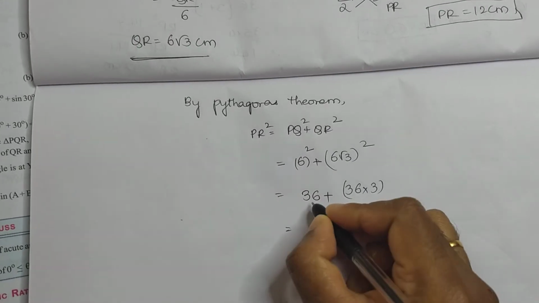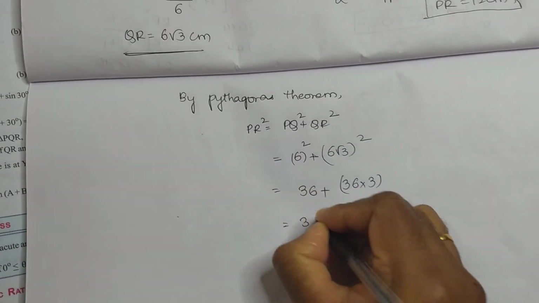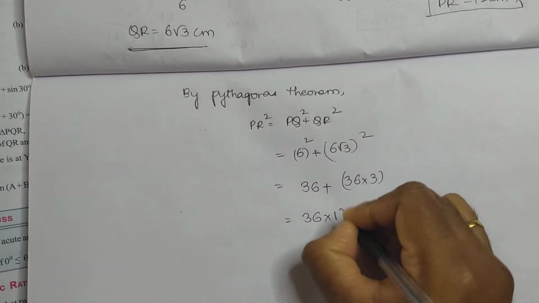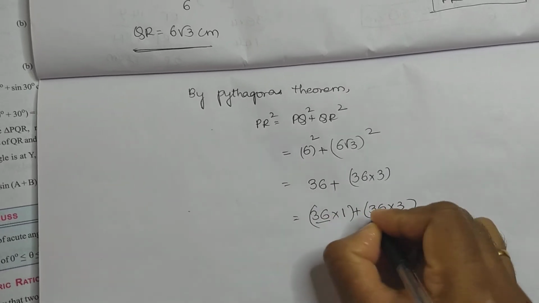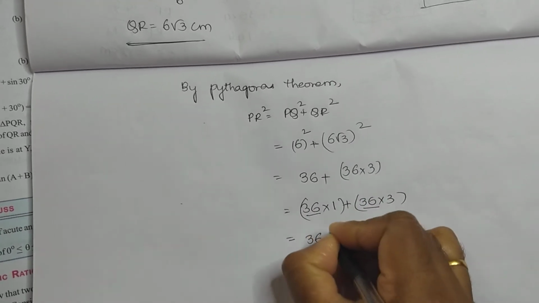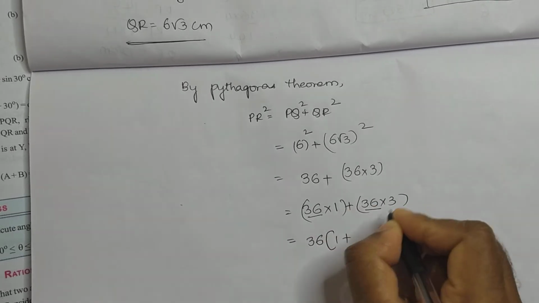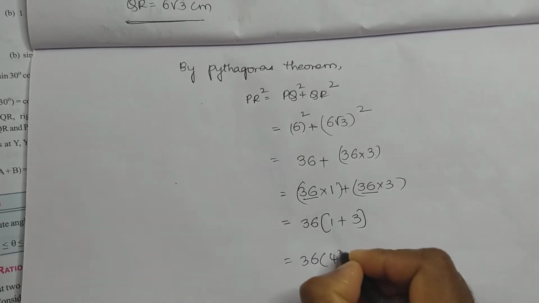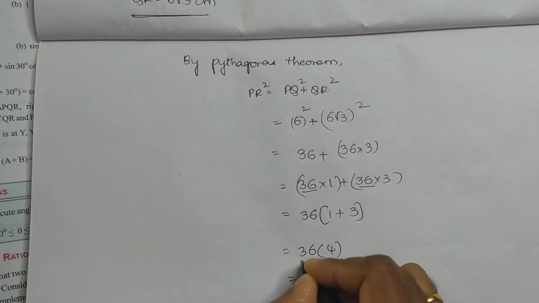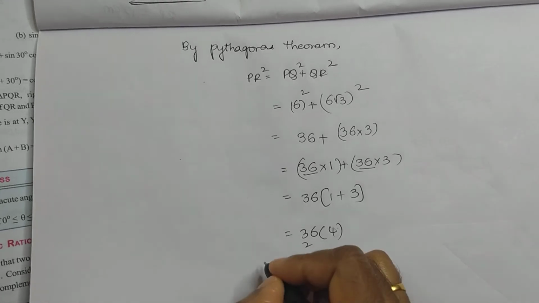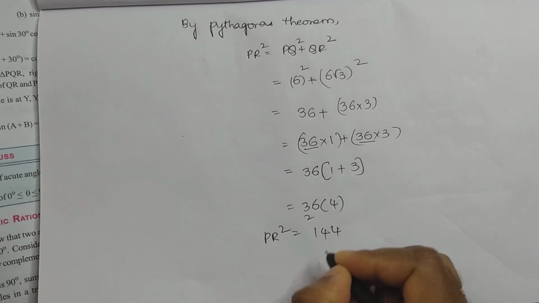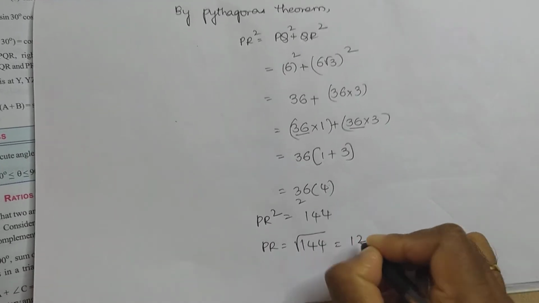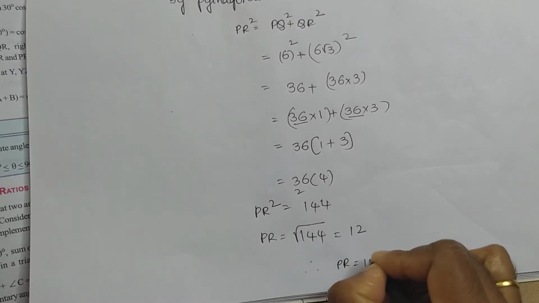So here 36 can be written as 36 into 1 plus 36 into 3. When you see these two, can I take 36 common? Yes. So when you take 36 common, you'll get inside the brackets 1 plus 3. That equals 36 into 4. How much will you get? 4 6s are 24, 4 3s are 12, 12 plus 2 is 14, so PR square equals 144. Therefore, PR equals root of 144, that is 12. Therefore, PR equals 12 centimeters.